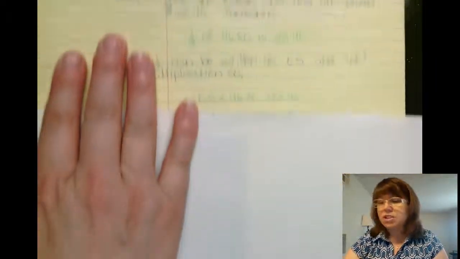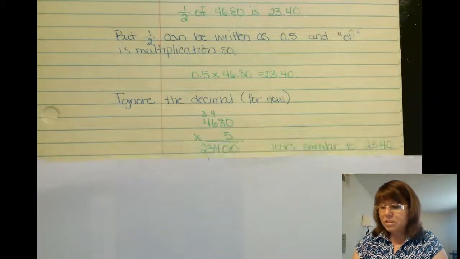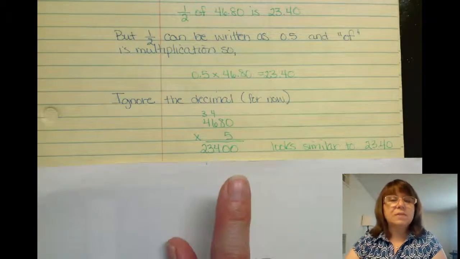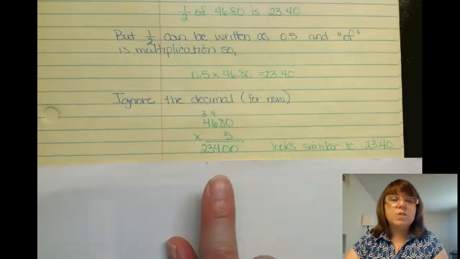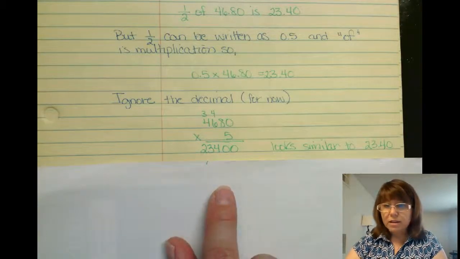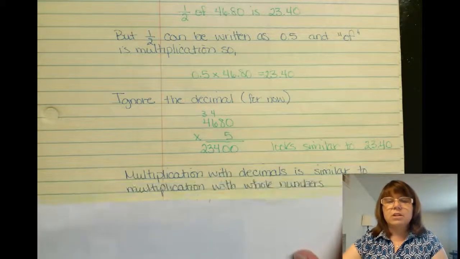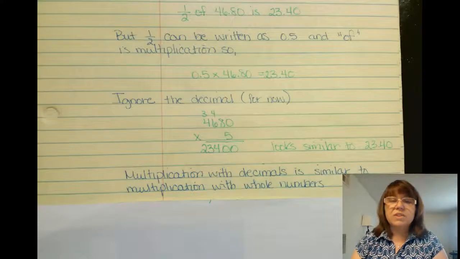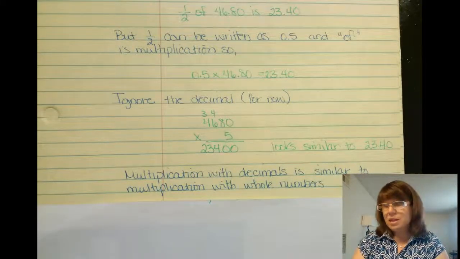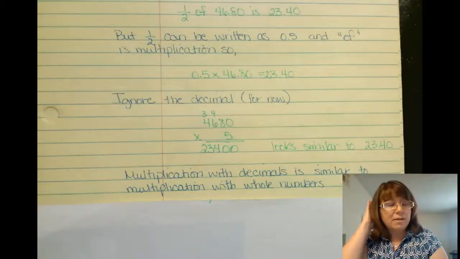Now let's just ignore the decimals for now. Just ignore them and let's do the regular math. So 4,680 times 5 is 23,400. That looks a lot like 23.40. So multiplication with decimals is very similar to multiplication with whole numbers. Just looks like we have to do a little changing, a little manipulation.